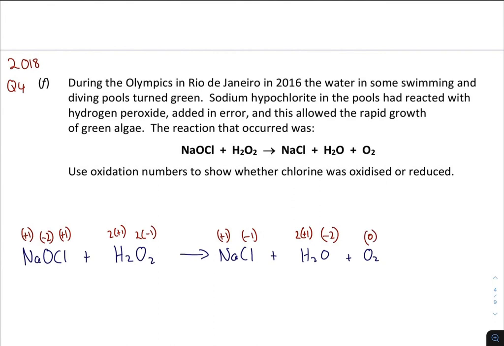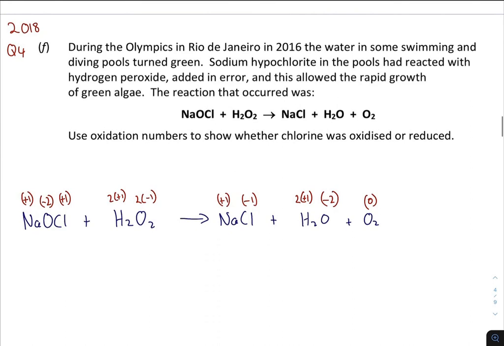Okay, so we're looking for the element to show where the chlorine was oxidized or reduced. We didn't even need to deal with peroxide so much, but it's good practice to see. So chlorine is going from over here to over here, and you can see it's going from +1 to -1. It is being reduced. Let's stick with reduced there. I can't spell today. So it's being reduced. That's it.